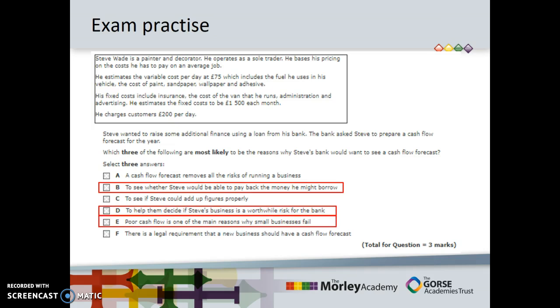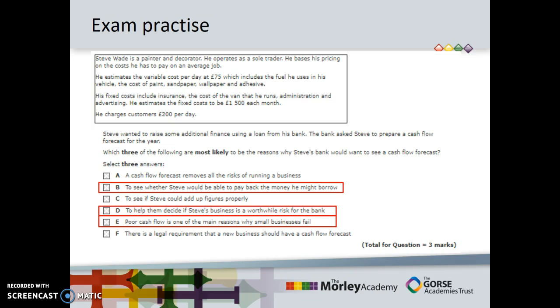So the advantages of looking at a cash flow forecast from the point of view of a bank. Now this is one of those questions where I am absolutely convinced that you could almost get it right by looking for the wrong answers. If you knew roughly that a cash flow forecast was about producing numbers, if you read A, producing some numbers removes all the risks. Of course it doesn't.